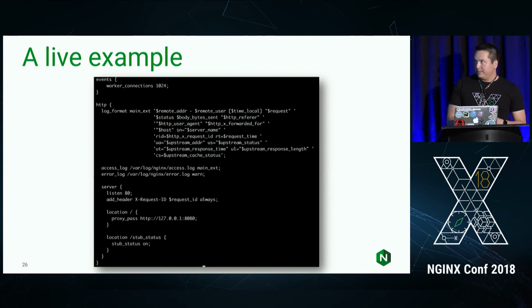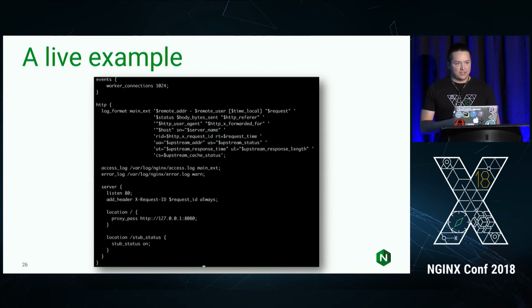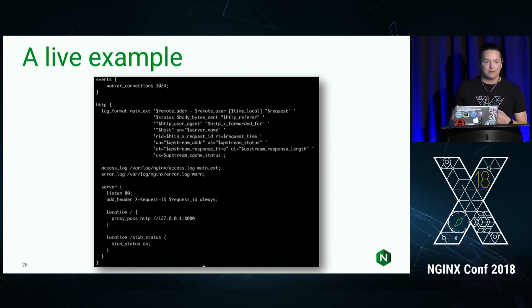So, a live example. I have a demo machine set up, and hopefully everything goes well. It's running this configuration. It has an events block with the worker connections. It has an HTTP block. It has an extended log format. If you're using Amplify or Controller, this is the log format you would be using to get all the metrics. It has an access log and error log defined.